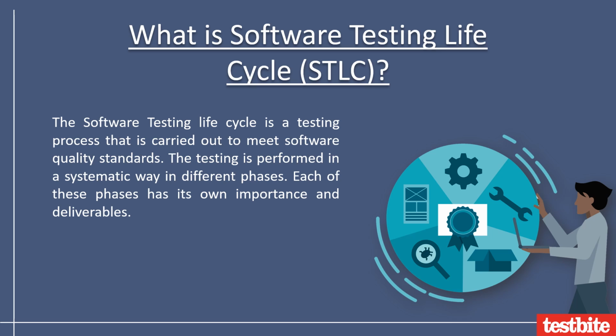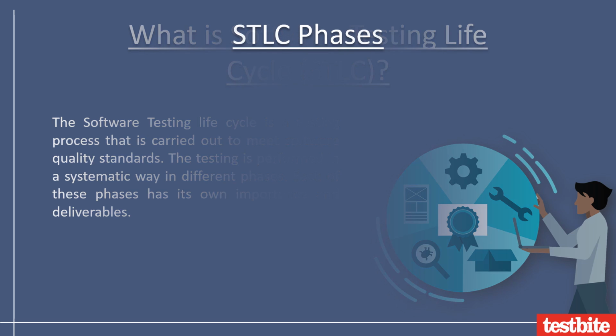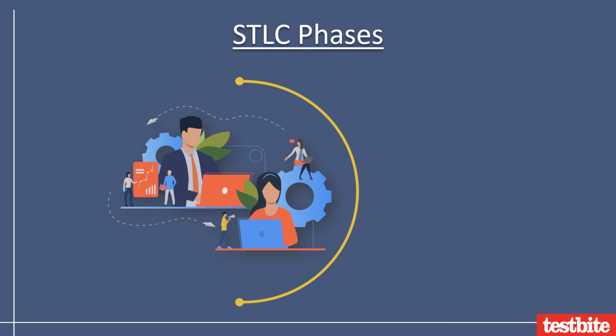Just like software development has a life cycle, testing also has its own life cycle. The software testing life cycle is a testing process that is carried out to meet software quality standards. The testing is performed in a systematic way in different phases. Each of these phases has its own importance and deliverables. Different organizations have different numbers of STLC phases, with their exit and entry criteria.